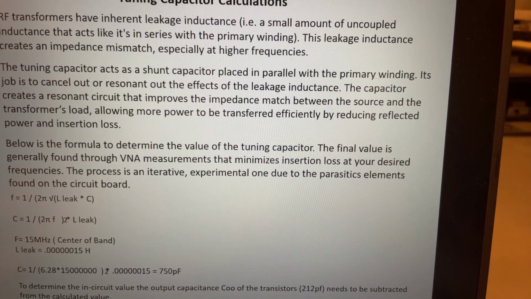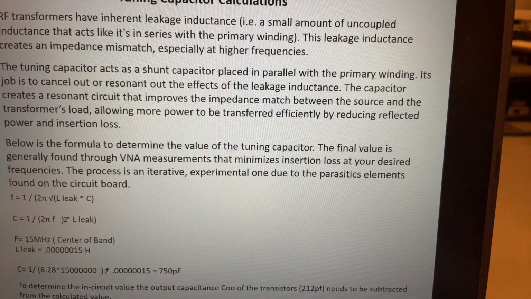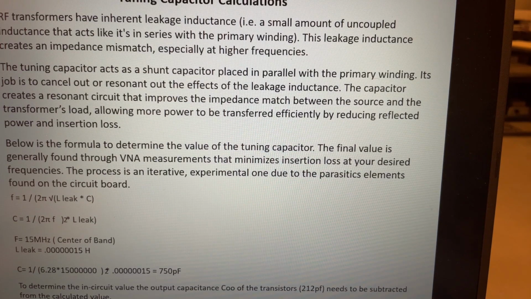Okay, so here's the method for calculating the capacitor value. We already talked about RF transformers. They have inherent leakage inductance due to the uncoupled inductance, which the transformer and the circuit sees as series inductance. And the tuning capacitor basically acts like a shunt placed in parallel with the primary winding, and its job is to resonate out the leakage inductance. That's what allows us to tune it to reduce the insertion loss.